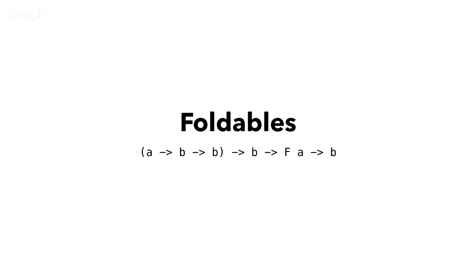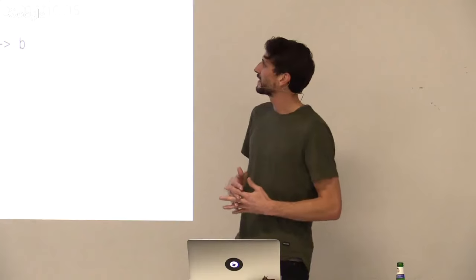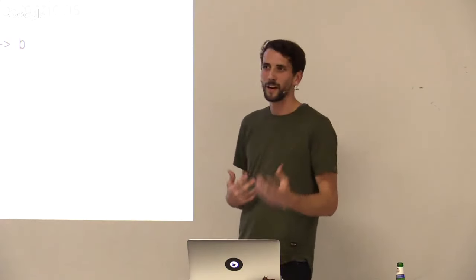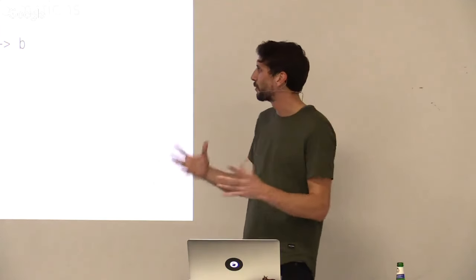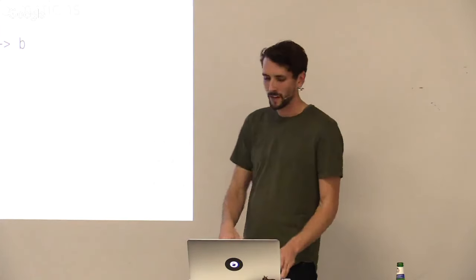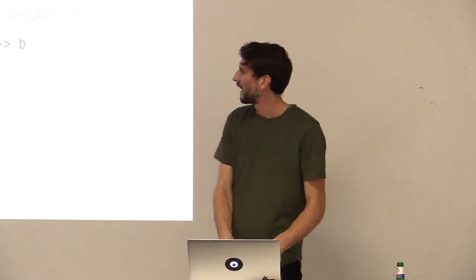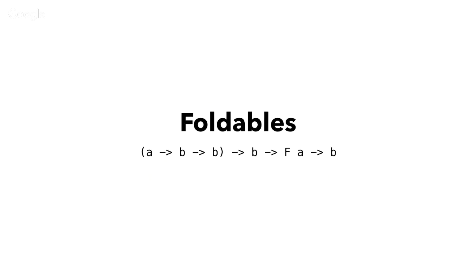The last data structure that I want to talk about is foldables. When we talk about reducing, fold left, fold right, they're all in this realm of foldables. Foldables take in a value, like an accumulator or the initial value, and then return the same type as the accumulator.